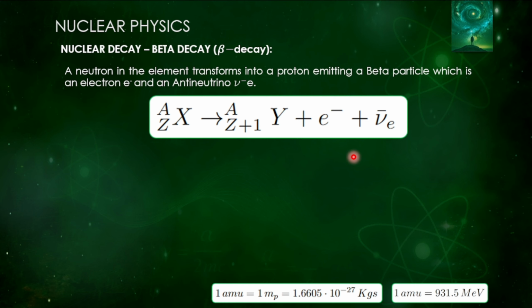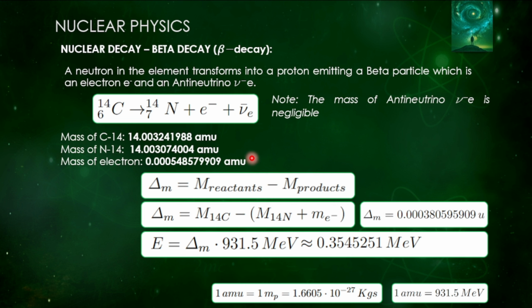All right, so to give you an example for that, when you have C14-6, the carbon element, it decays into a nitrogen element having an atomic number of 7, mass number 14. You see the mass number is still the same. It did not change. Plus E minus plus 1 antineutrino.